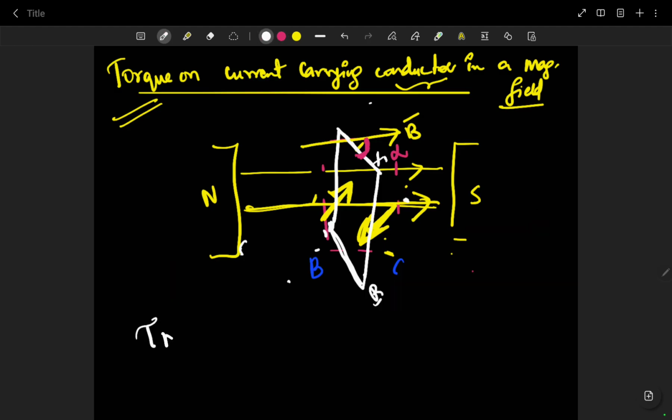So you will get your tau net, which will be equal to IBA sine theta, or else sine alpha, because I've taken alpha over here. So I will rewrite this angle as theta itself, or else you can take sine alpha over here, it's the same. I is current, B is magnetic field, A is the area, and theta is the angle that this face and this face will undergo, right? So this is one way of representing this tau net.